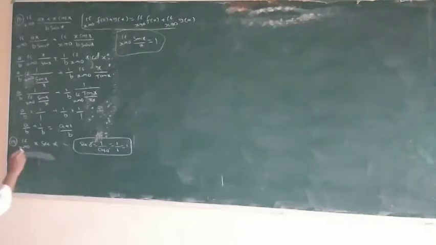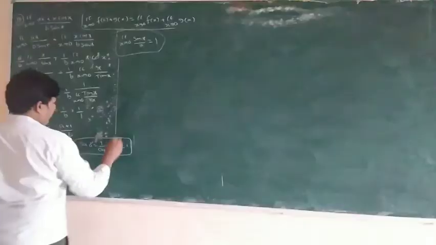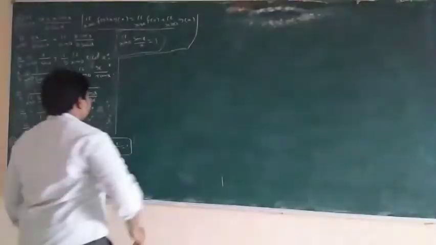So limit x tends to 0 of x into secant x: 0 into secant 0 degrees, so 0 into 1 is equal to 0. This is problem number 19. Next.